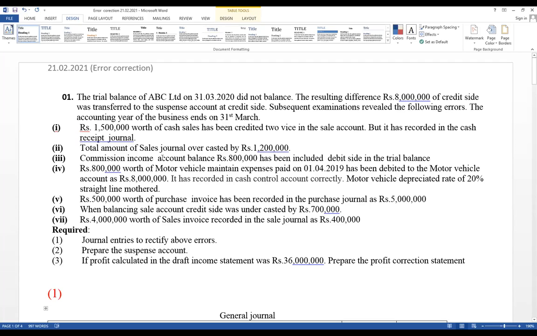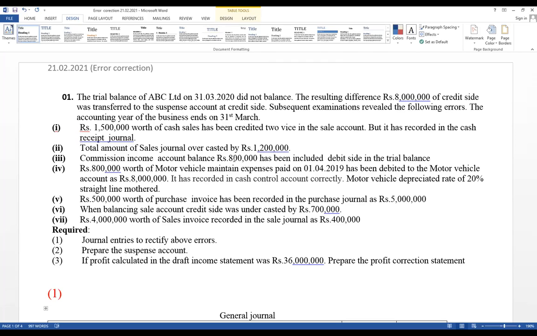Normally, income should be recorded on the credit side, but it has been recorded on the debit side. It means it has been considered as an expense. First, think about the double entry. Commission income should be recorded on the credit side, but it was recorded on the debit side of the trial balance. Therefore, the trial balance should be credited twice now.